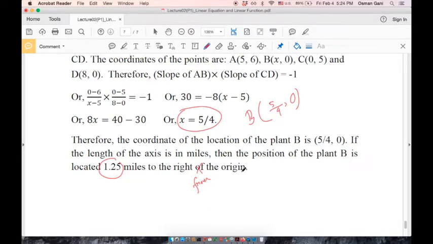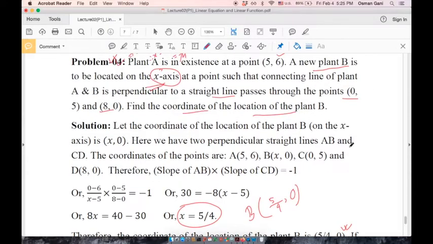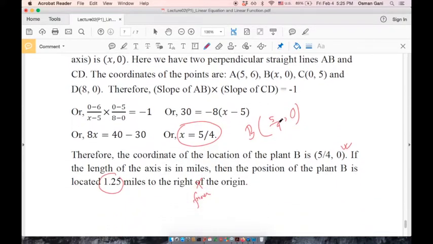So that's the result. Or you can finish your answer here. According to this question, it says find the coordinate of the location of plant B. So that should be the end of the solution of this question. The coordinate of the location of plant B is (5/4, 0).